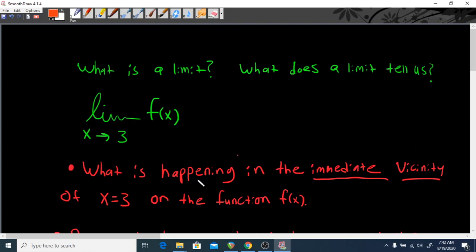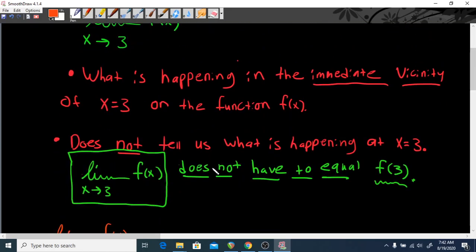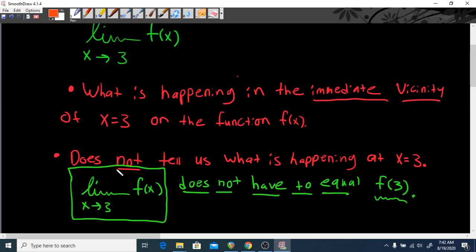On the function f, right? So what is the behavior of f in the immediate vicinity of x equal 3? And we're going to talk about what we mean by immediate vicinity here in just a moment. Okay, and I've already kind of told you this, but it does not tell us what's happening at x equal 3. That's what f of 3 is for. f of 3 tells you exactly what is happening at x equal 3.